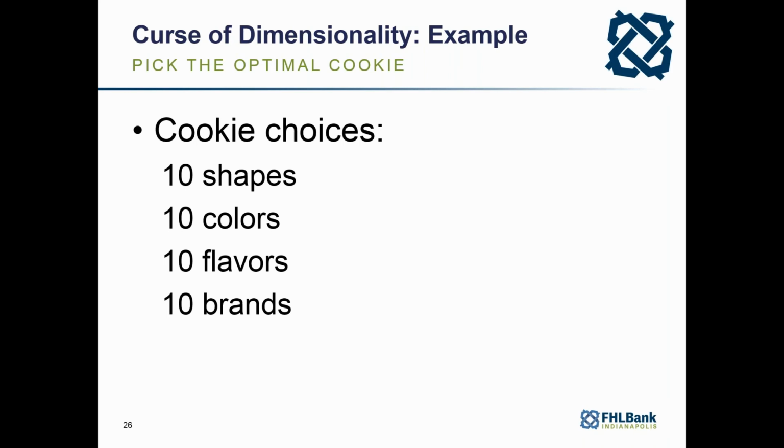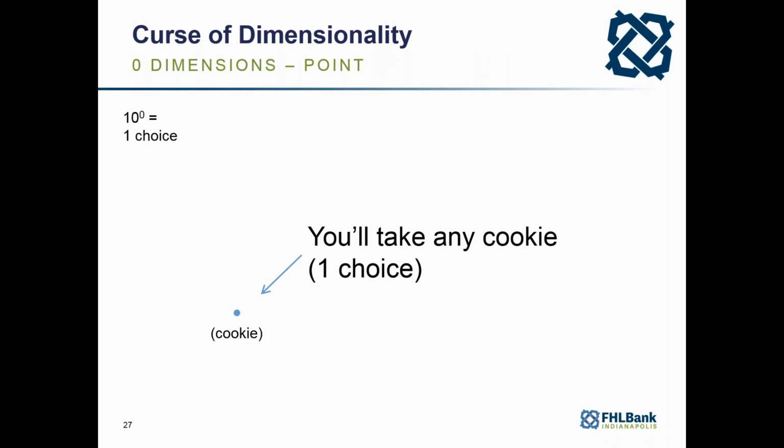So I'll give you an example. Let's say you're trying to find the optimal cookie. So here's an optimization problem. Here are my choices for cookies: I've got 10 shapes I can pick from, 10 colors, 10 flavors, and 10 brands. So the first thing I go through is, let's say I have 0 dimensions, which means I'll take any cookie. So I have one choice, and the optimal choice is whatever I get. So you can see that's 10 to the 0 power, one choice up here.